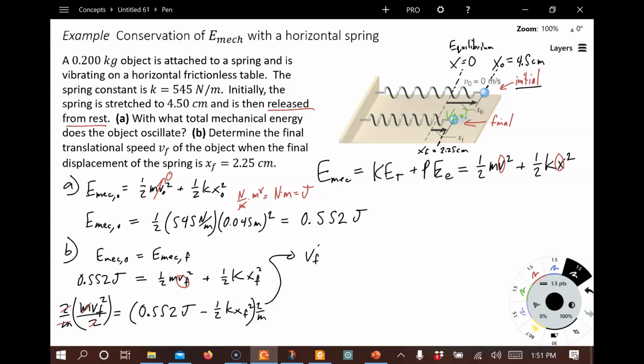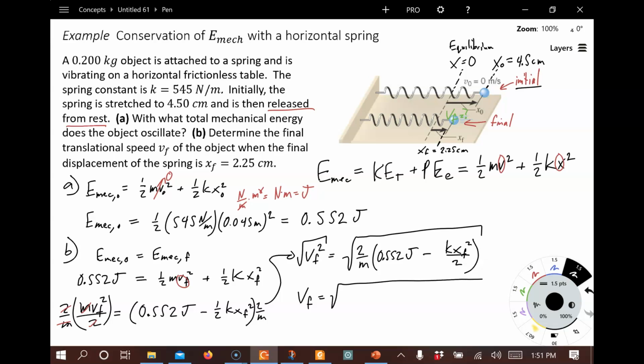Left with v final squared is equal to 2 over m multiplied by 0.552 joules minus k x final squared divided by 2. And finally, we just need to take the square root of both sides, right? So let me square root this here, square root this here, and we're going to get an answer here for v final. And we just need to plug in our numbers. So let me pause it for a second here. Well, I'll just keep going.